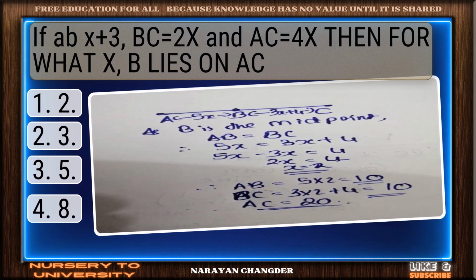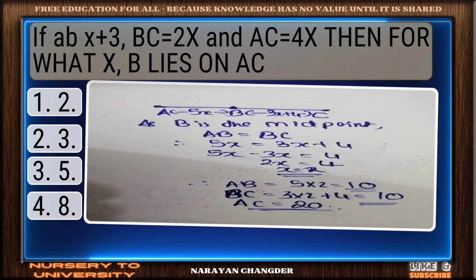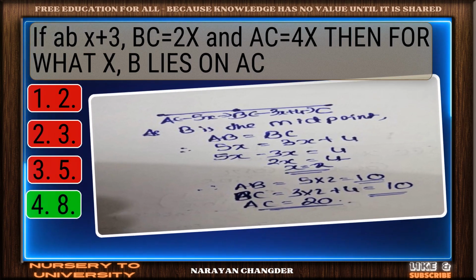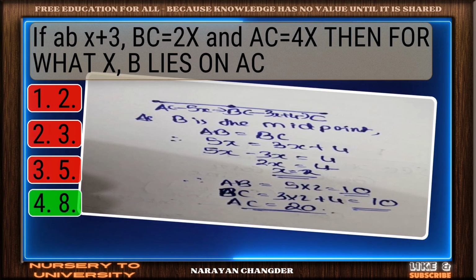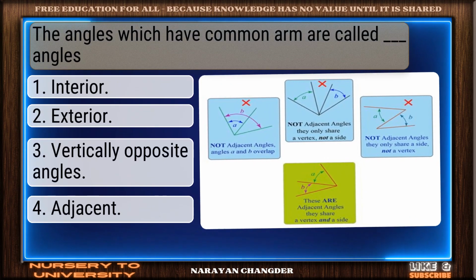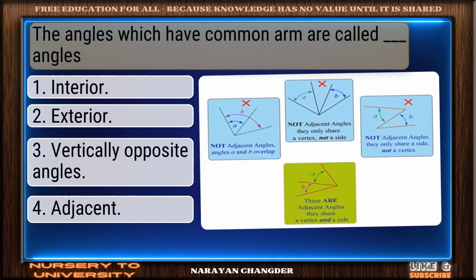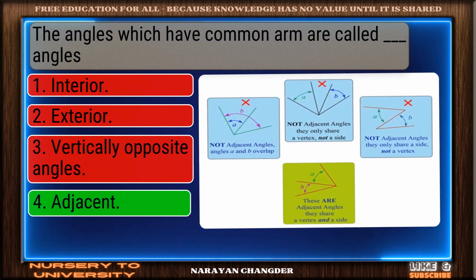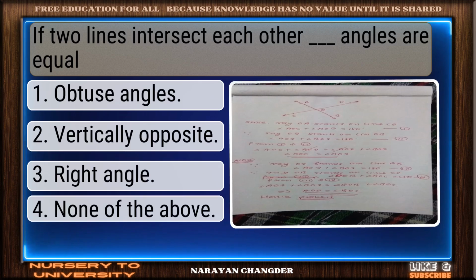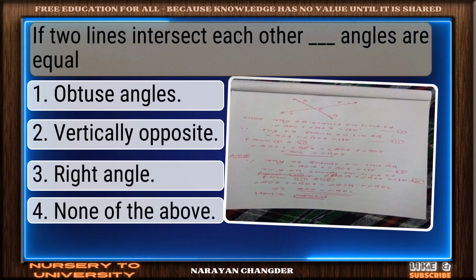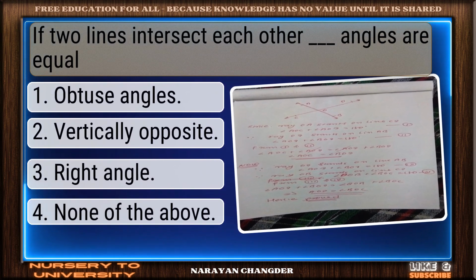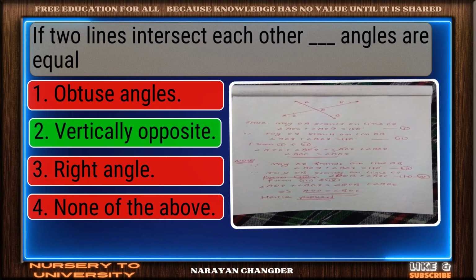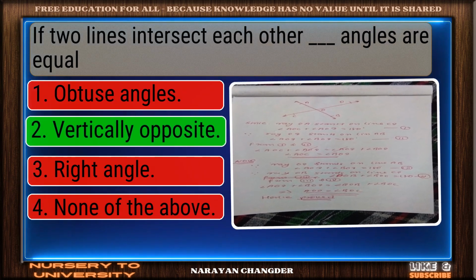Question number 148. If AB equals x plus 3, BC equals 2x, and EC equals 4x, then for what x does B lie on F? Good thinking. 8 is the right answer. Question number 149. The angles which have a common arm are called blank angles. Sharp thinking. Adjacent is the right choice. Question number 150. If two lines intersect each other, blank angles are equal. Right again. Vertically opposite is a valid answer.